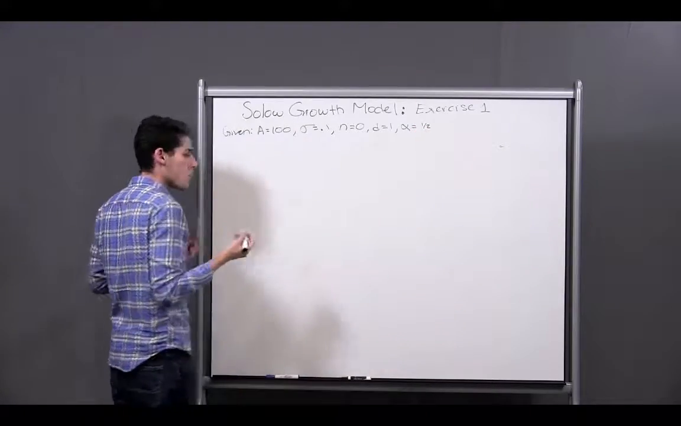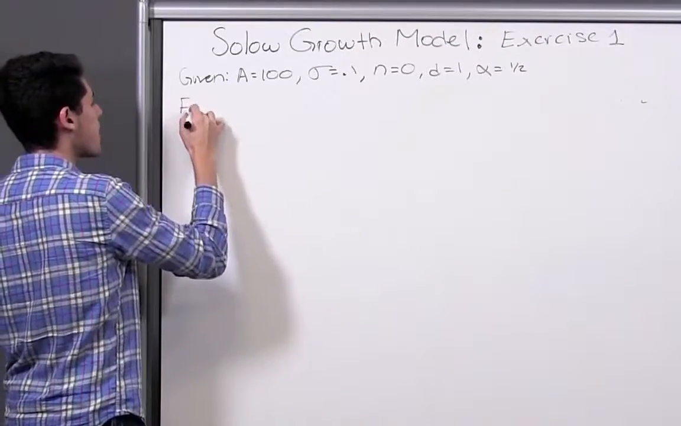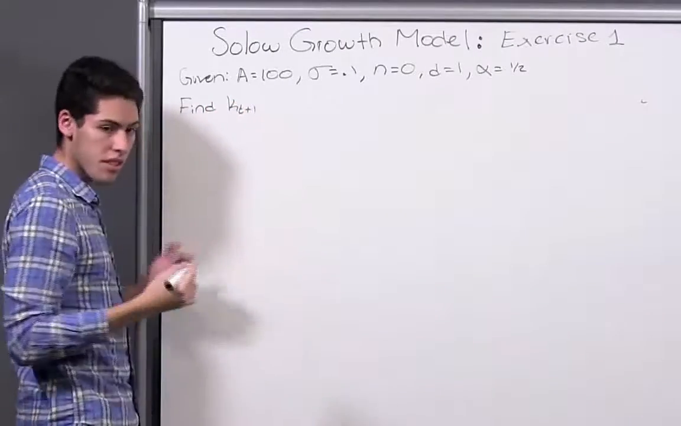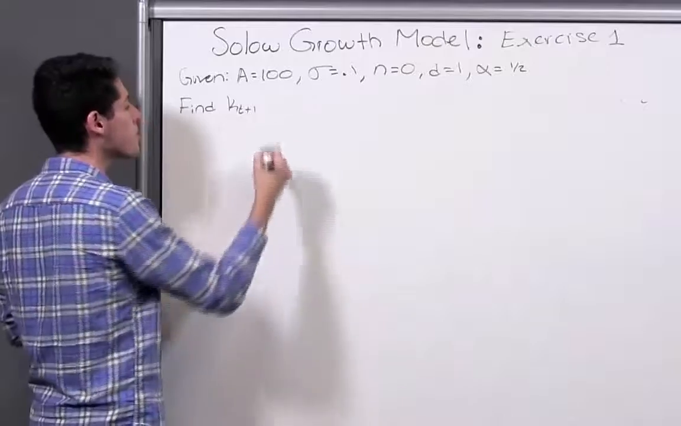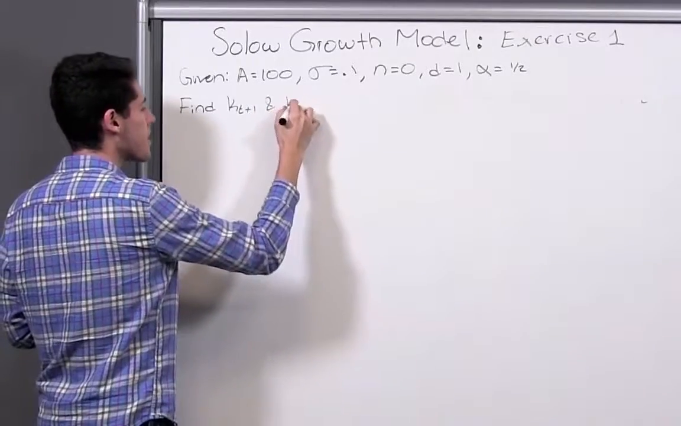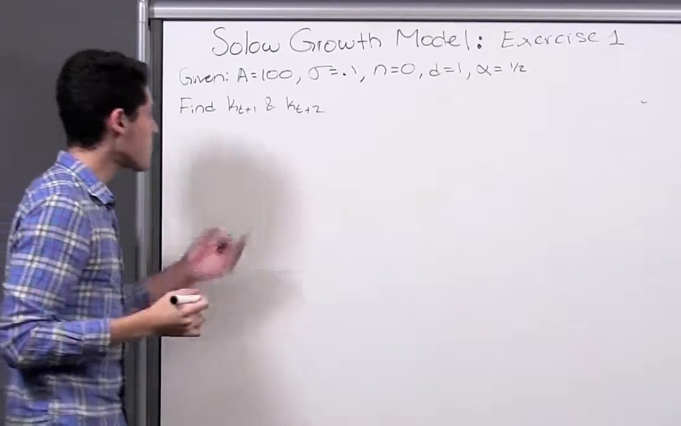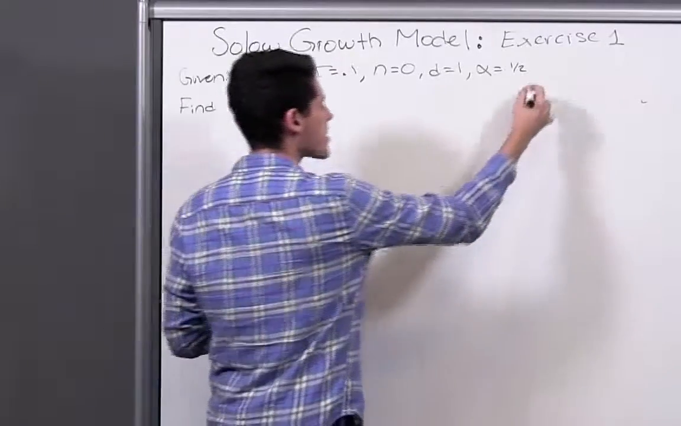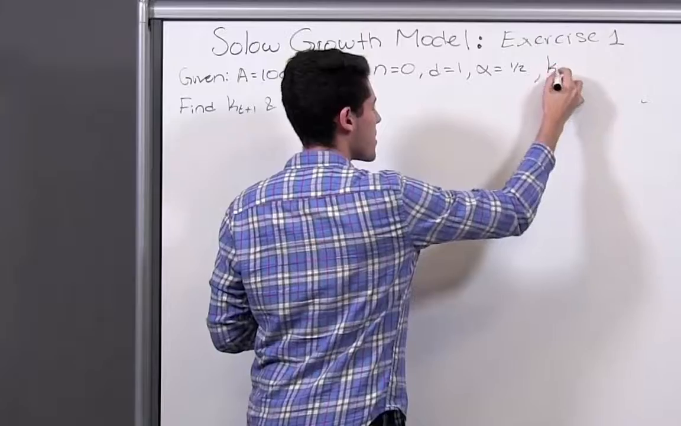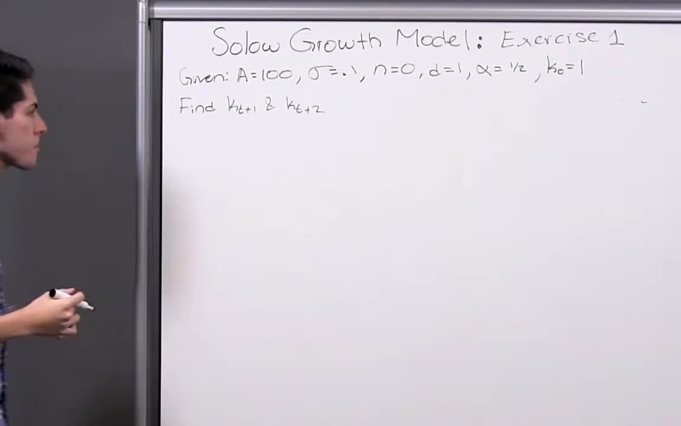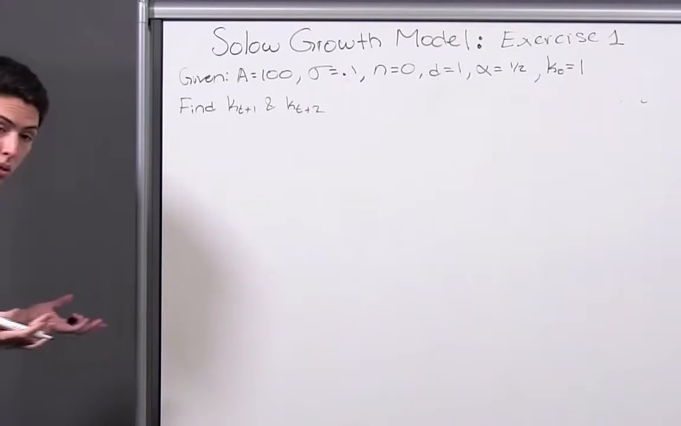Okay? And so what do we have to find? We're going to find what capital is in the future, k_{t+1}, one time period in the future, and what it's going to be 2 time periods in the future, right? One more thing that should be included is what is capital in the current time period, k0. Let's just assume it's 1 for simplicity. So, where would we go from here?